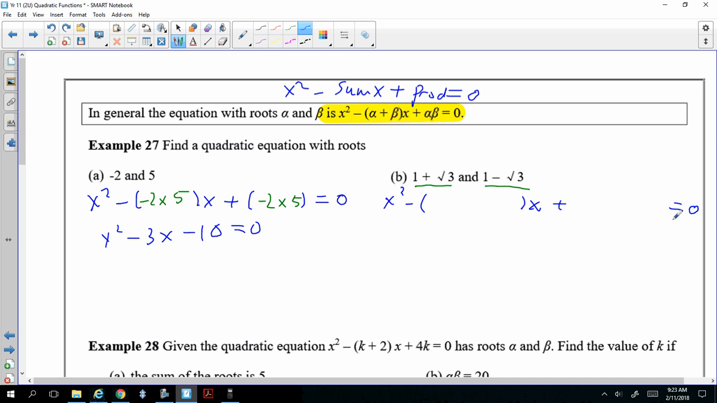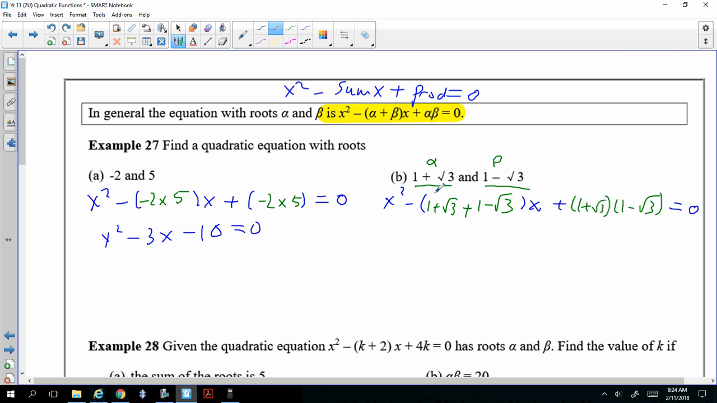Right? You don't really need a calculator, but if you know the algebra. Okay, so what do we have? We're going to add the two roots together, 1 plus root 3 plus 1 minus root 3. Then the product: this is your alpha, this is your beta, right? And you're going to times them. You'll see that root 3 and negative root 3 get cancelled, and you end up with 2. So you get x squared minus 2x, right?